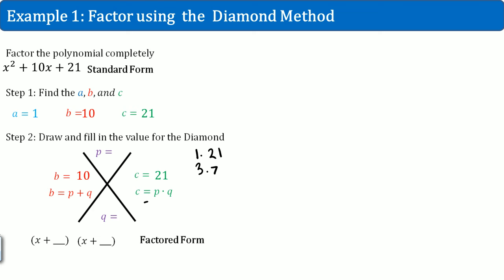So let's try 3 times 7, which gets you 21. That works. Now let's try 3 plus 7. That equals 10. So that works. So P can be equal to 3, Q can equal 7. So we can write in factored form x plus 3, x plus 7.